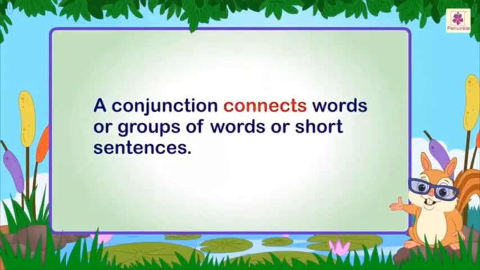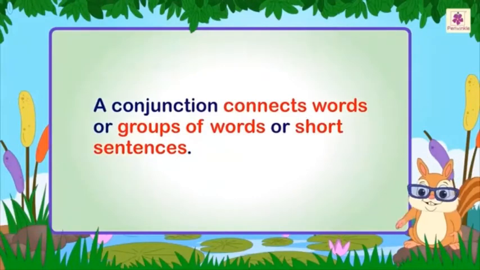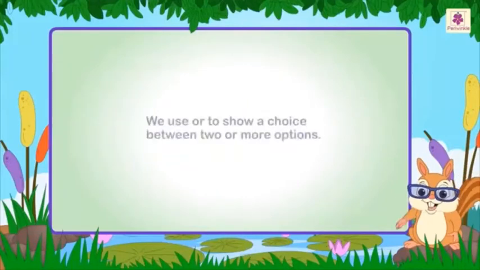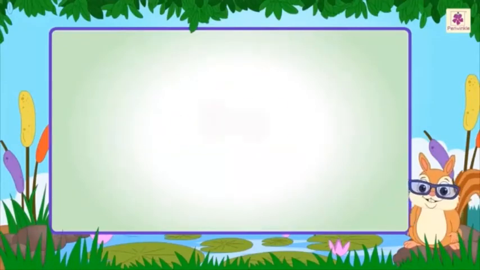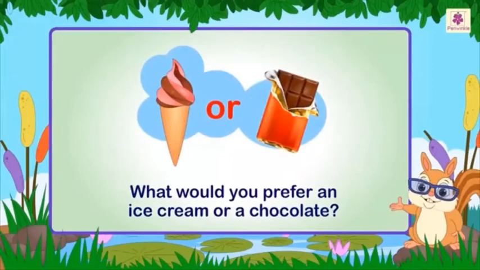A conjunction connects words or groups of words or short sentences. We use or to show a choice between two or more options. For example, what would you prefer, an ice cream or a chocolate?